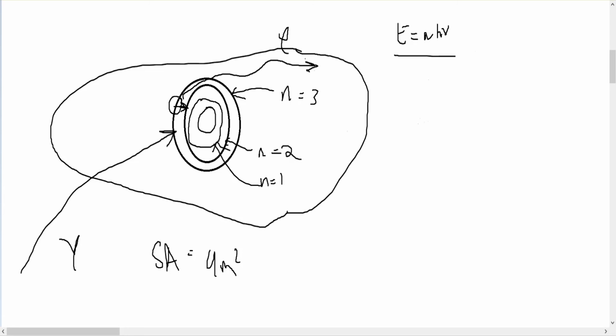So gamma in this case. So that's the general idea. Absorption is when an electron goes to a higher energy level, and emission is when a photon is emitted by an electron going to a lower energy level.